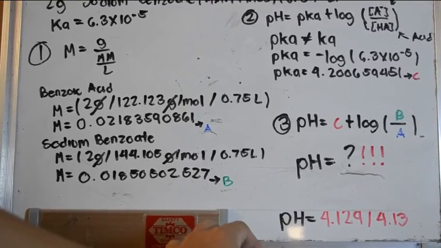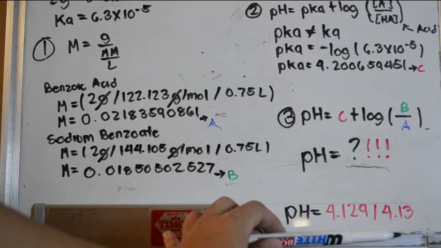For simplicity's sake, this is the answer. The pH can be 4.129 or 4.13 for those decimal freaks outside. Now, that is how you're going to get the pH given these values. This is the whole solution for the first example. Thank you.